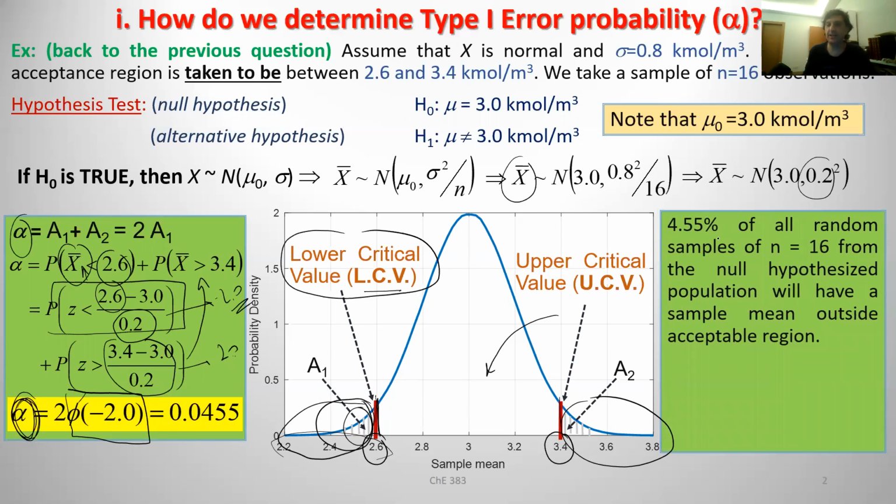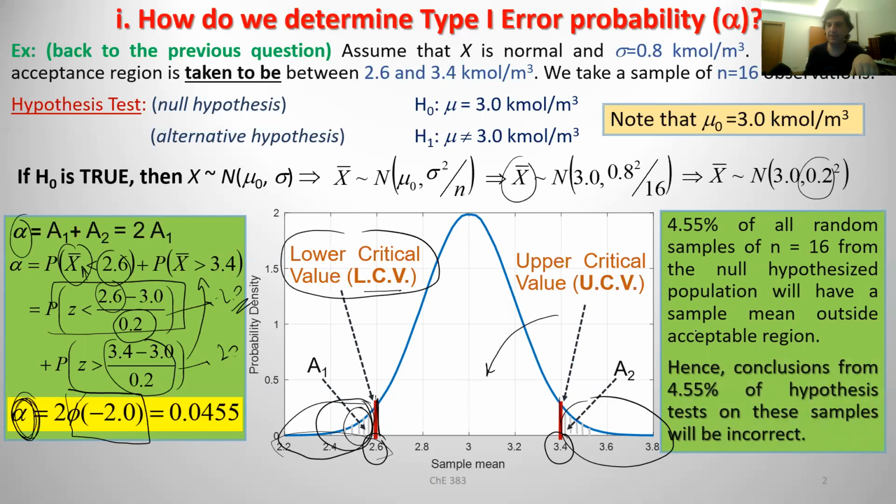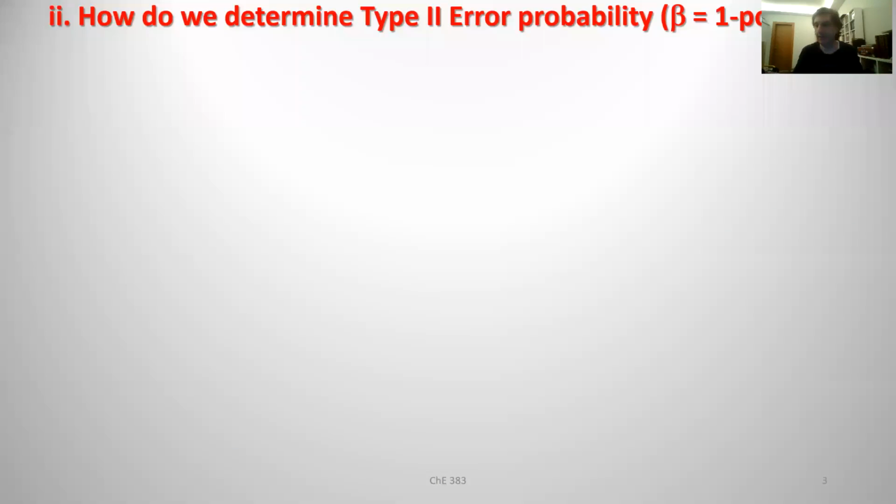So this is actually what I try to say here. And therefore, of course, 4.6% of the hypothesis test conclusions will be incorrect. Now I would like to talk briefly about type 2 probability, which is denoted with beta, and it's going to be equal to 1 minus power, and I'm going to try to explain what power is.